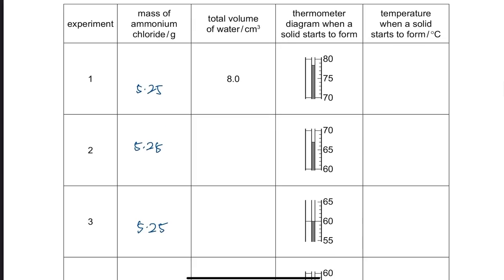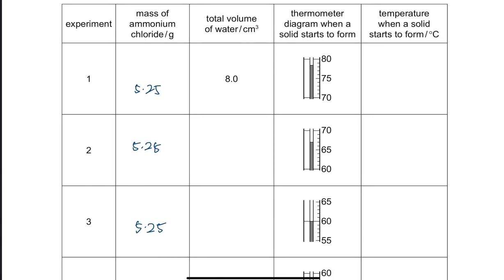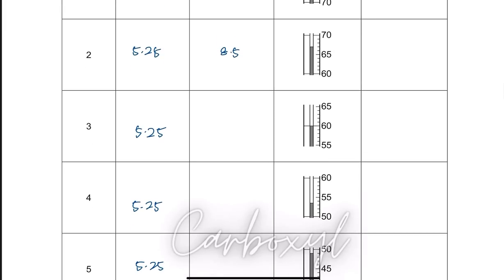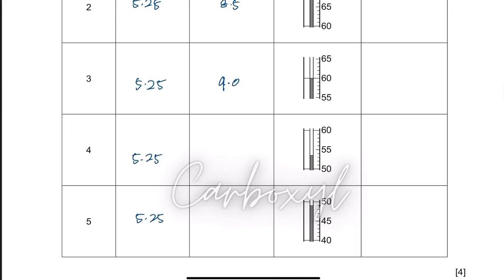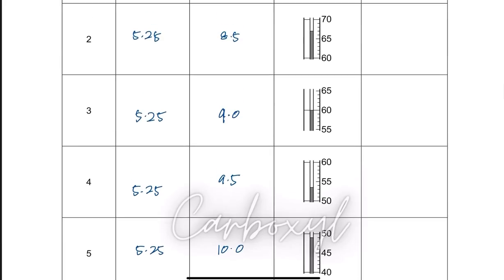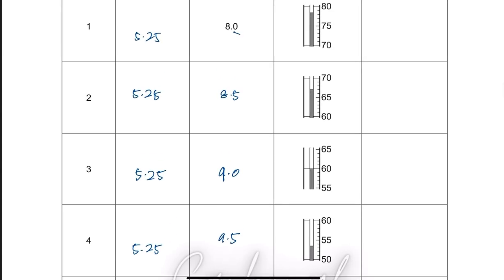Okay? Then it says total volume of water added, because you are increasing the volume of water by 0.5 cm³. So in the second experiment, it is 8.5, in the third it would be 9.0. If you're writing it to one decimal place everywhere, you should continue to write the other readings that way too. So this will be 9.5, this will be 10.0. Don't write 10, write 10.0, right? Because the data is given to one decimal point, right? And now you have to basically record the temperature.